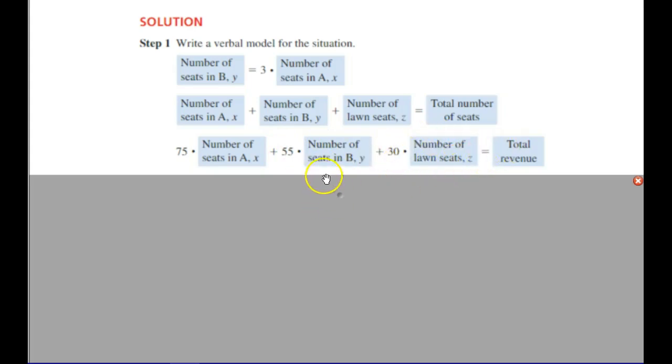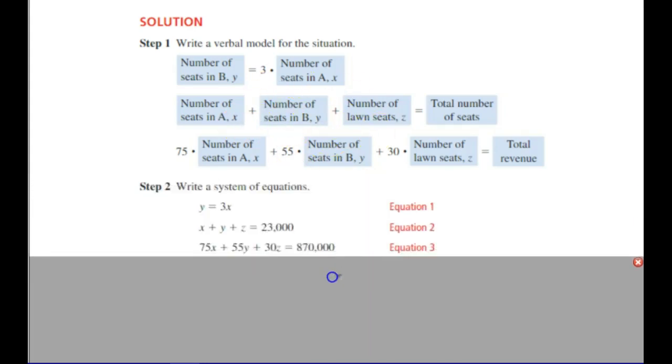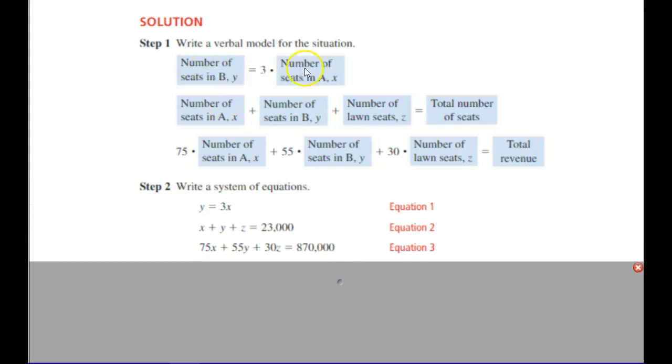equals my total revenue. So now that I have this kind of verbal model written out, I'm going to replace the things that I have numbers for. So I'm going to write my system. So you'll see in my first equation, I just have Y equals 3X. My second equation, and I don't know how many seats there are in each of these, so that's why I still have X plus Y plus Z equals 23,000. And then my third equation, 75X plus 55Y plus 30Z equals 870,000.